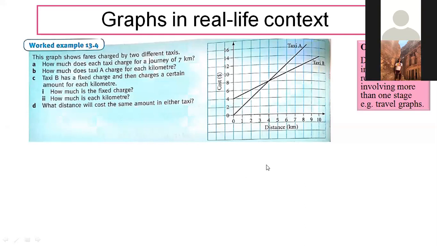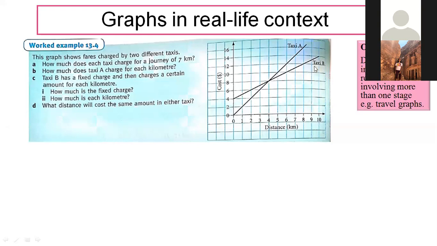Taxi A charges $14. Excellent. This is taxi A and this is 7 kilometers. So we go from 7 kilometers up to the line that's related to taxi A. It's $14. Excellent. What about taxi B?